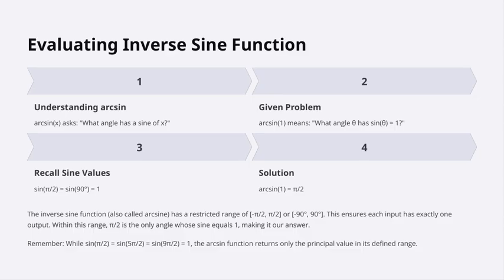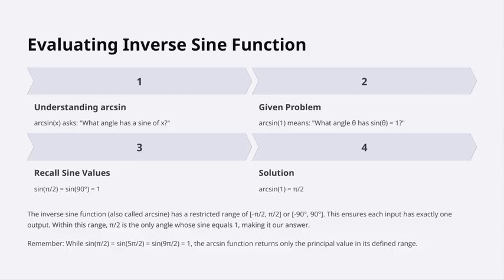So what does arcsin x ask? It asks, what angle has a sine of x? For example, if we see arcsin 1, we're trying to find the angle theta where sin theta equals 1. Now recall our basic sine values. Sin of pi over 2, or 90 degrees, is 1. That's a key point to remember. So in this case, arcsin 1 means, what angle theta has sin theta equal to 1? The answer is pi over 2, or 90 degrees.